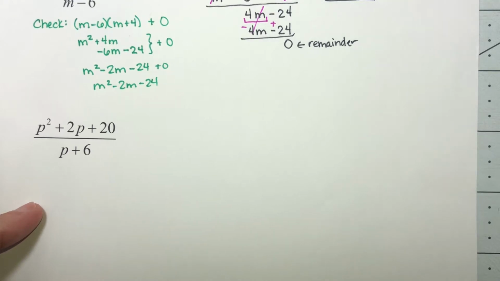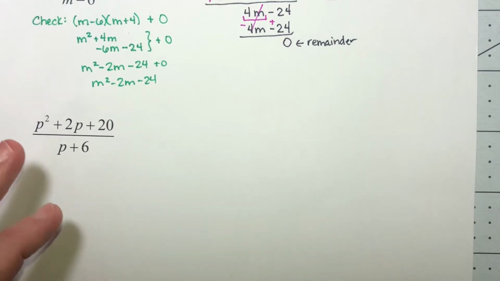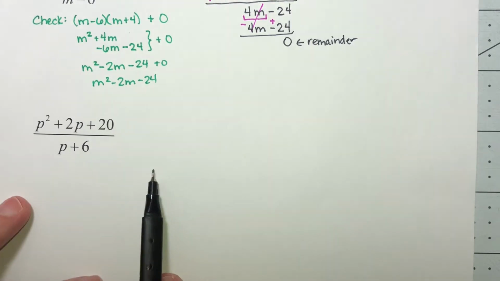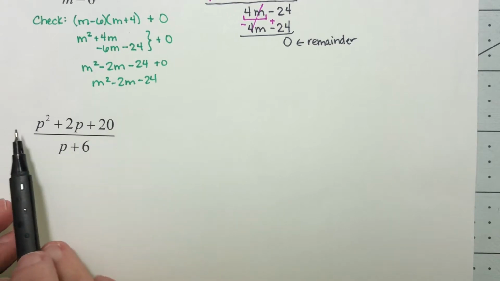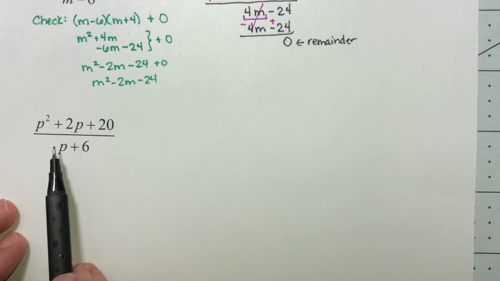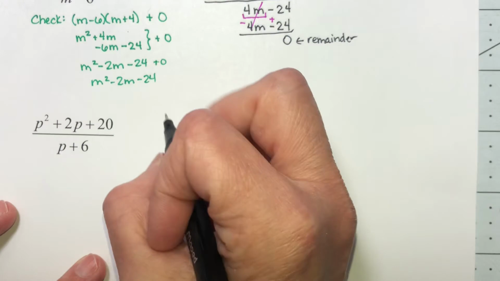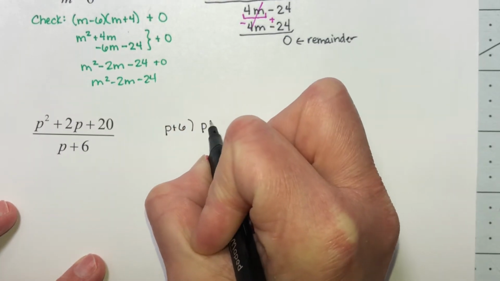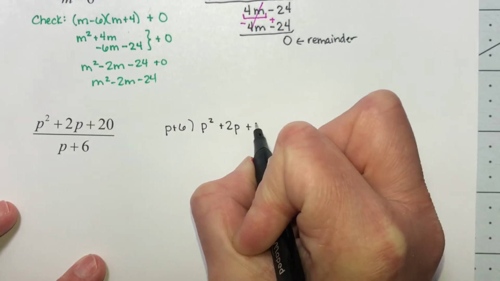Section 5.8, part 3. Continuing with long division, we need to check to make sure that everything is in order and that we aren't skipping over any terms. P squared, P, constant, they're in order and there's nothing skipped. P to the first power, constant, everything's there, nothing is skipped. Now we're going to set up our long division. P plus 6 divided into P squared plus 2P plus 20.